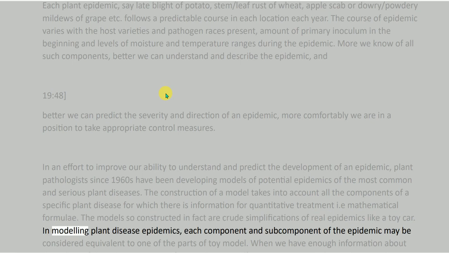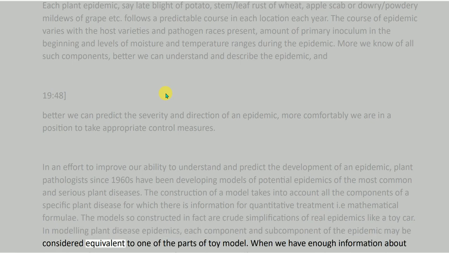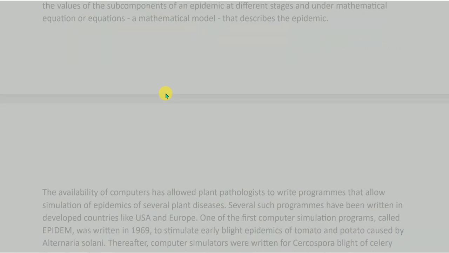In modeling plant disease epidemics, each component and subcomponent of the epidemic may be considered equivalent to one of the parts of a toy model. When we have enough information about the values of the subcomponents of an epidemic at different stages, under a mathematical equation or equations, we get a mathematical model that describes the epidemic.